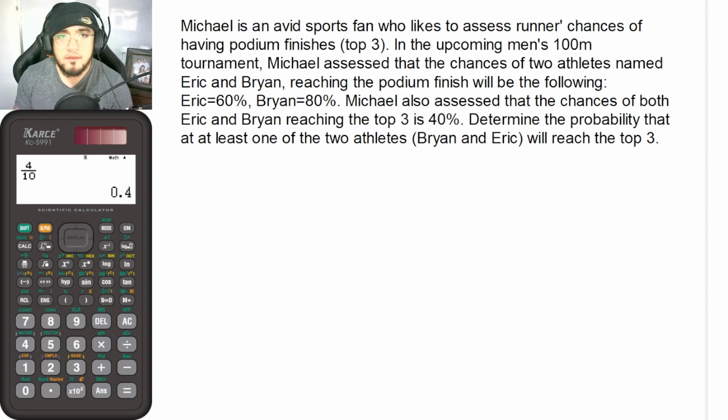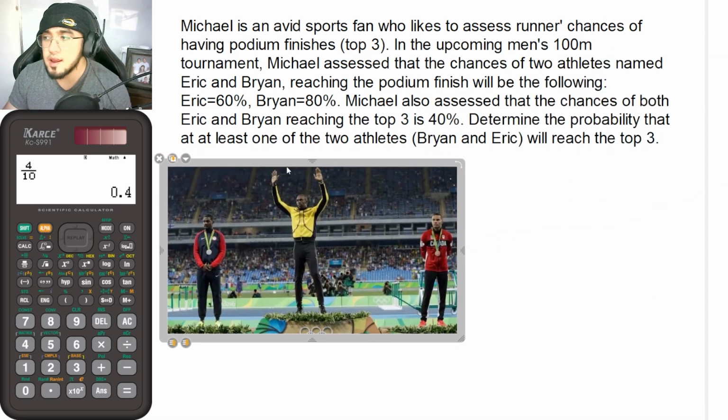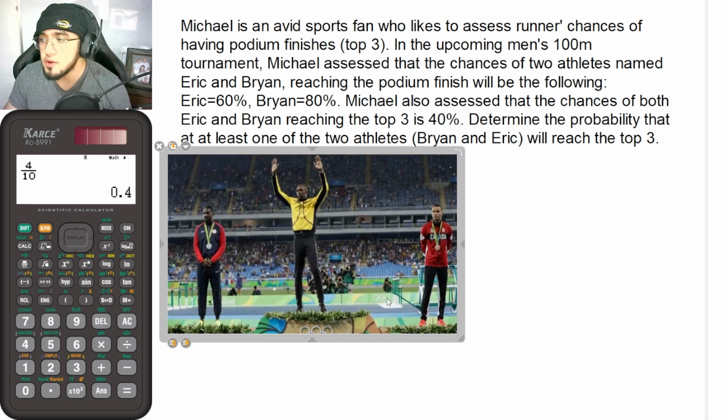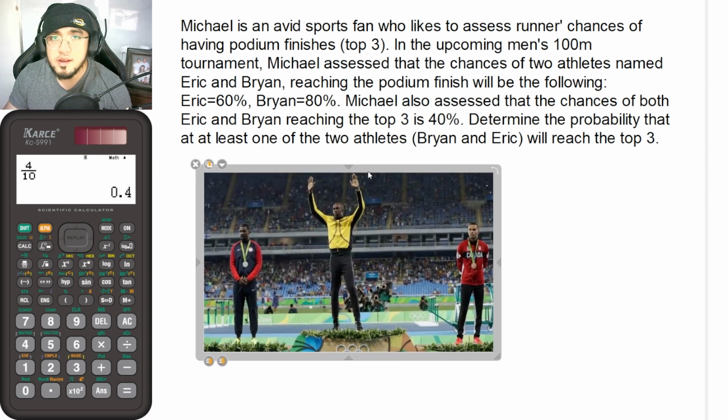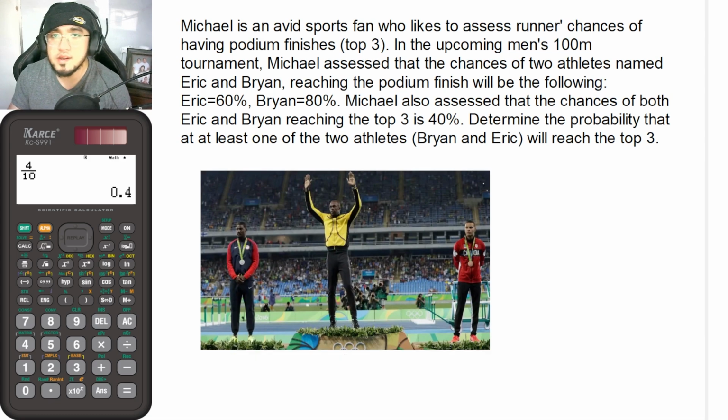Okay, so let us have another example here on joint probability. In this problem, Michael is an avid sports fan who likes to assess runners' chances of having podium finishes. For those of you who do not know what a podium finish is, that is basically getting into the top three. So this is actually the podium.